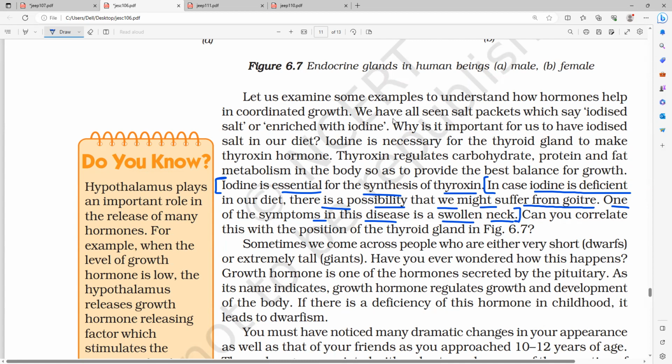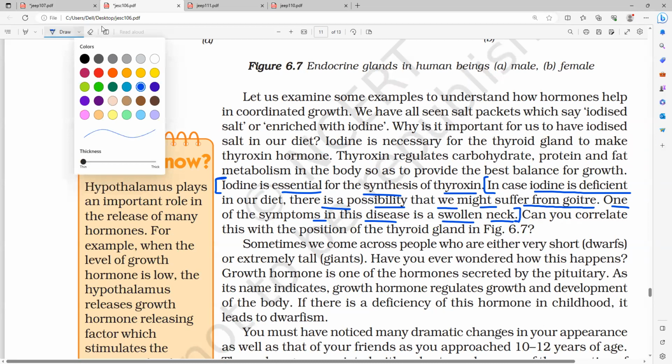In case iodine is deficient in our diet, there is a possibility that we might suffer from goiter. So that is what you can say. And also, what is the disadvantage? Any other, Mitakshri? There is a most important thing. If there is no iodine, no thyroxine will be secreted. If no thyroxine is secreted, some other big problem will come. What is that, anybody? Our metabolism.